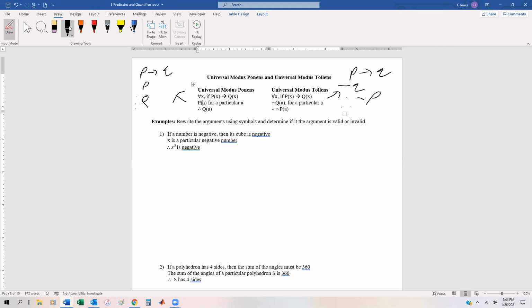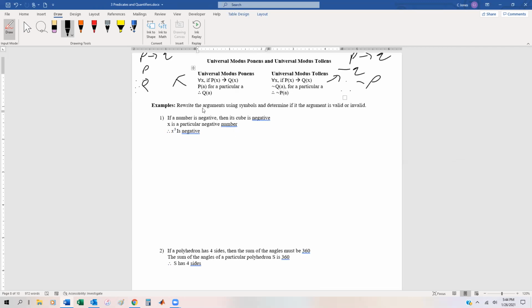So I want to show you several examples of how we're going to implement something like this. We want to rewrite the arguments using symbols and determine if we have a valid or an invalid argument. So the first one we have is: if a number is negative, then its cube is negative. X is a particular negative number, therefore X cubed is negative. Now, this is different because we're not necessarily saying we have a specific value. Remember before, we didn't necessarily have specifics in there. So now we have particular instances. And so here's what we're going to do.